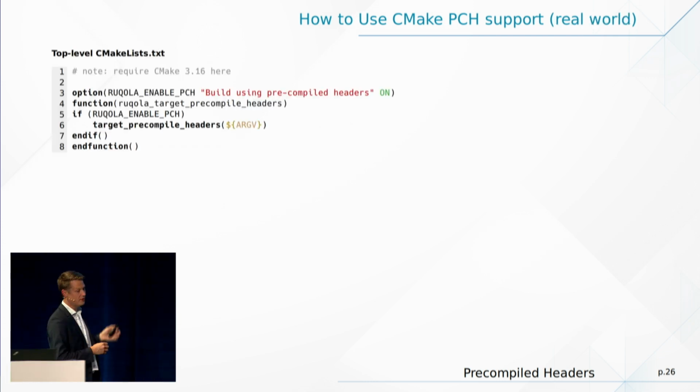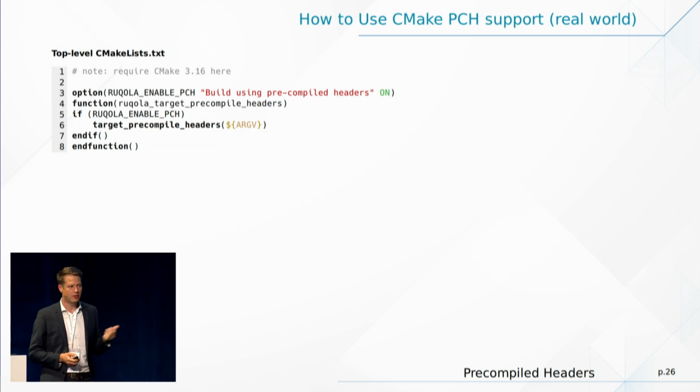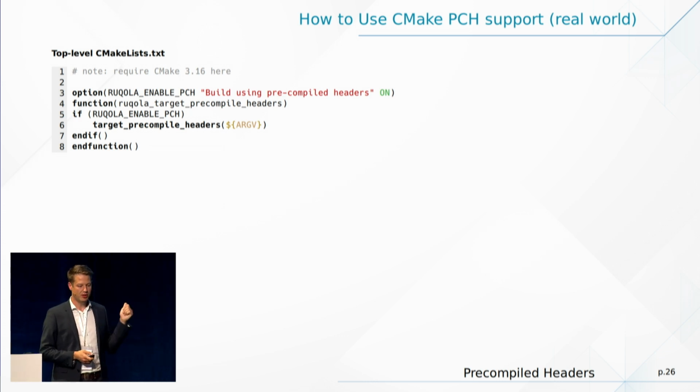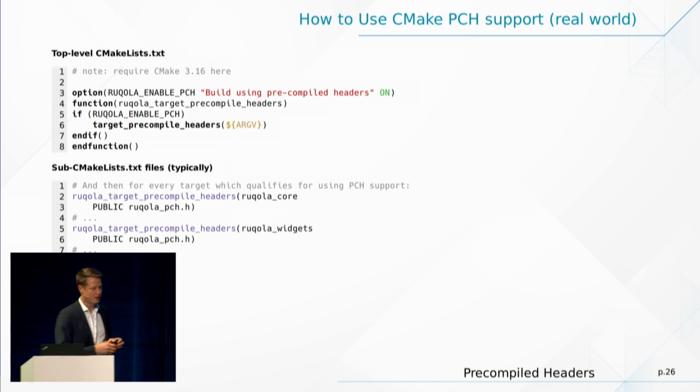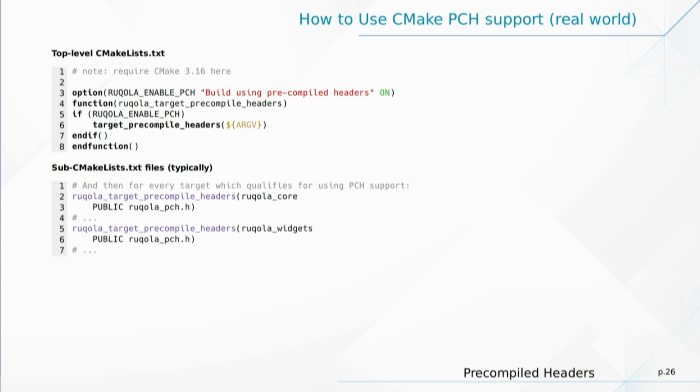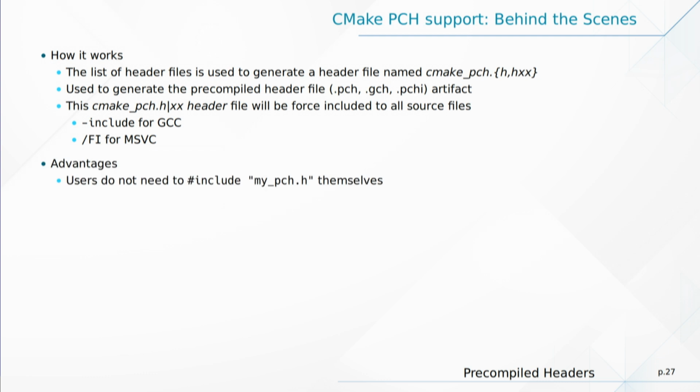How is it used in practice? That's the common pattern we use for adding precompiled header support to our projects. We define an option which toggles enablement of precompiled headers. Then we define a custom function for that project, and that one checks the option internally, and only if that option is checked, then target_precompile_headers is used. We pass on all the arguments to that custom function to target_precompile_headers. And it looks like this in practice. Okay? So we can skip that.